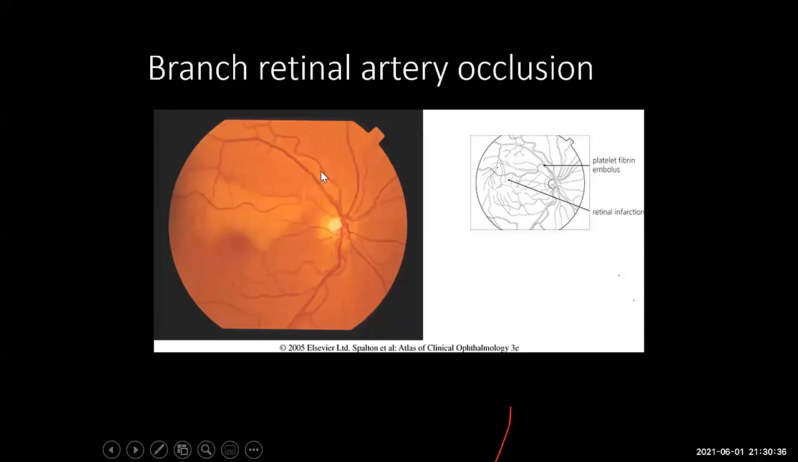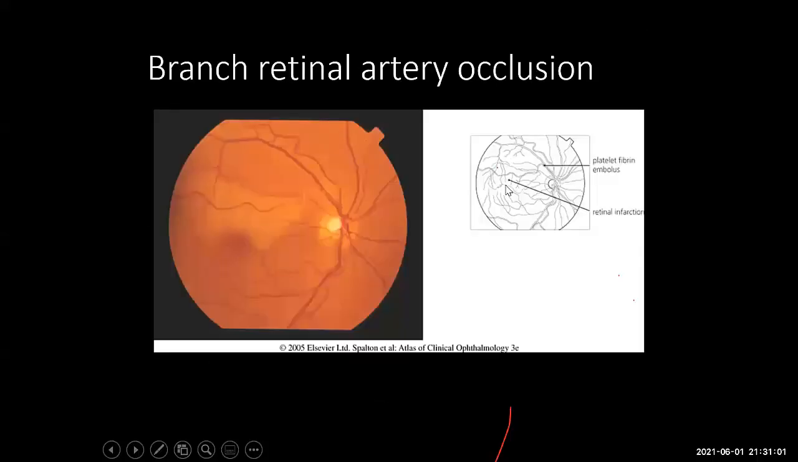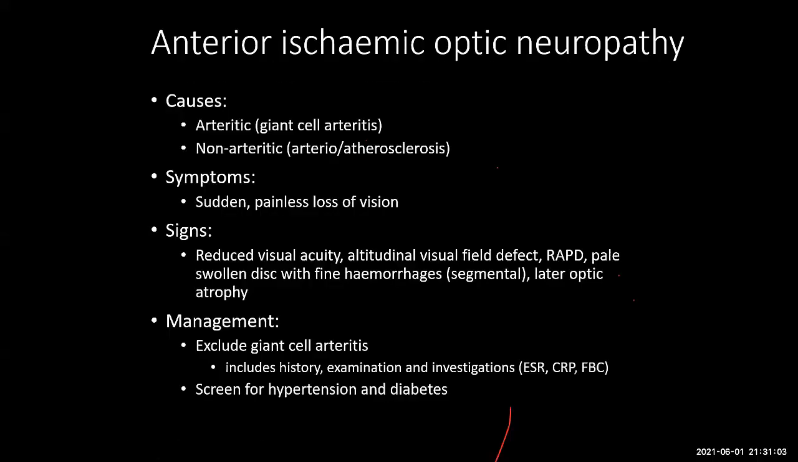Now, since there's an obvious embolus, you need to find out the seat of the embolus. Again, you need to investigate the carotids and the cardiac source. So it's very important that we get the opinion of cardiologists and sometimes radiologists to find out the source of the pathology or embolus. Now, the entity called anterior ischemic optic neuropathy.